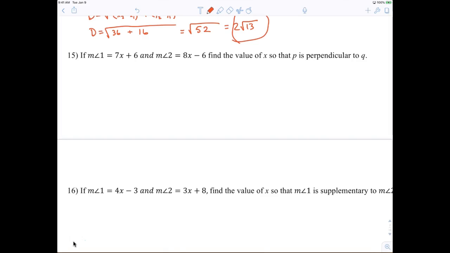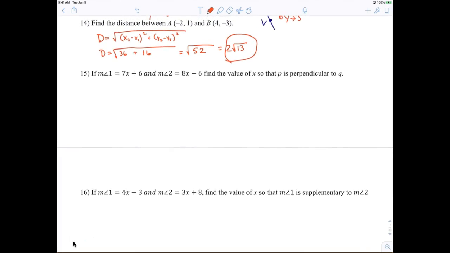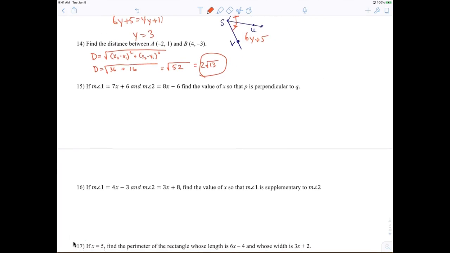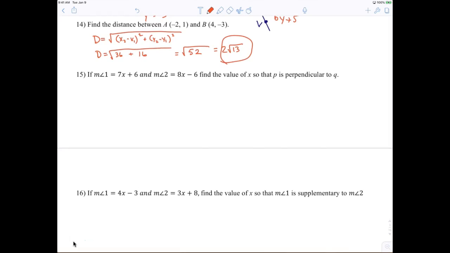All right? So, I think they left something off here. What's P and what's Q? Here's what they meant to say. They meant to say something like this. Here's 2 lines that intersect, all right? If this is line P and this is line Q.